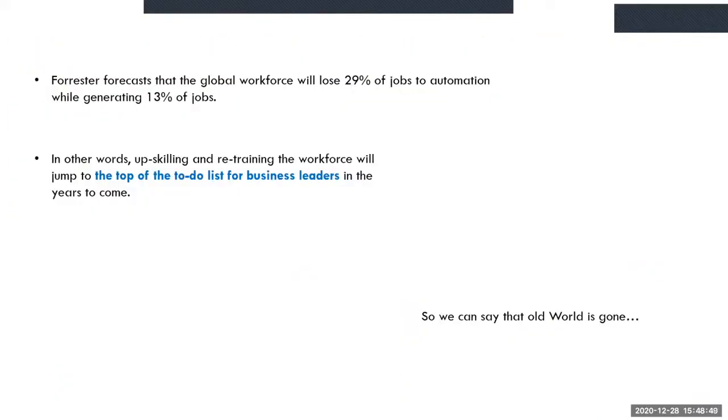Forrester, a forecasting and research company, forecasts that the global workforce will lose 29% of jobs to automation, while generating 13% new jobs for automation. So we can conclude that upskilling ourselves and retraining our workforce will be a priority at the top of the to-do list for business leaders in the years to come. So we can conclude that the old world we live in is gone, and the pandemic accelerated that process.